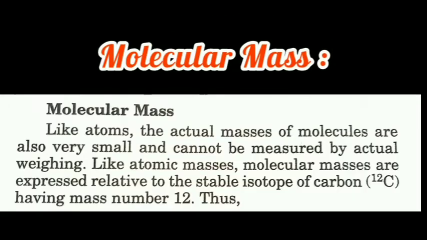Now we'll do the molecular mass. Like atoms, the actual masses of the molecules are also very small and cannot be measured by actually weighing them. So like atomic masses, molecular masses are also expressed relative to the stable isotope of carbon, that is 12C, having mass number equal to 12. So how can we define the molecular mass? It is the average relative mass of its molecule as compared to the mass of an atom of carbon 12C taken as 12. In this way we can calculate the molecular masses of the different molecules.